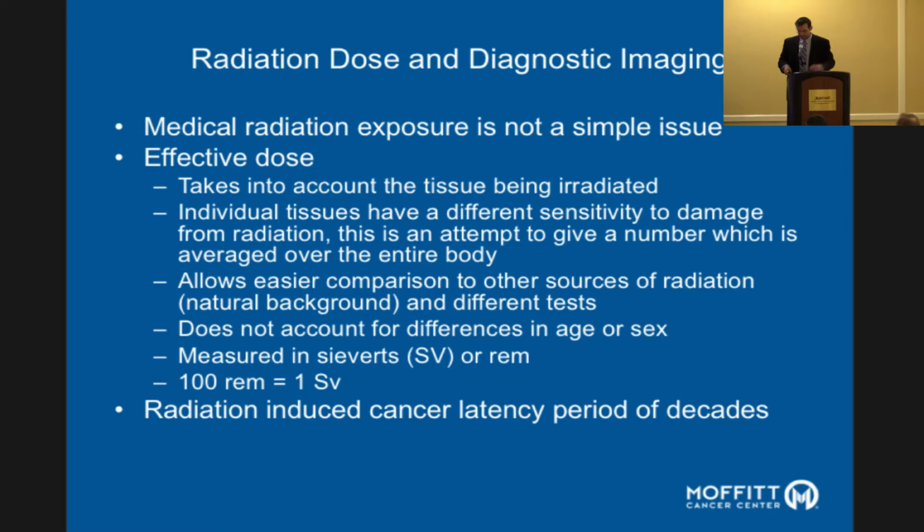The reason there are other things you can measure, but effective dose takes into account the different tissues that are being irradiated. Because when I talk about a radiation dose to your body, that's kind of a made-up concept. The reason is that different organs of your body have a different level of radiosensitivity. And when I'm talking about medical imaging, I'm talking about potentially inducing cancer.